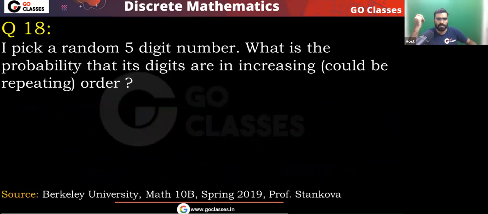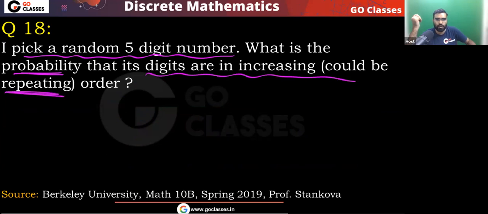Again, very simple question. This is your question number 18. I pick a random 5-digit number. What is the probability that the digits are increasing, where digits could be repeating? Okay, interesting question. So let's see.